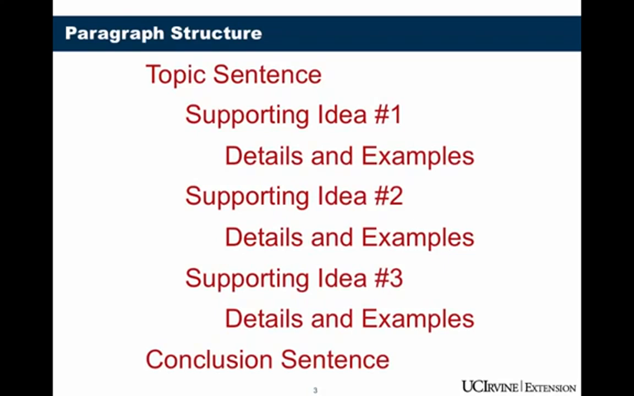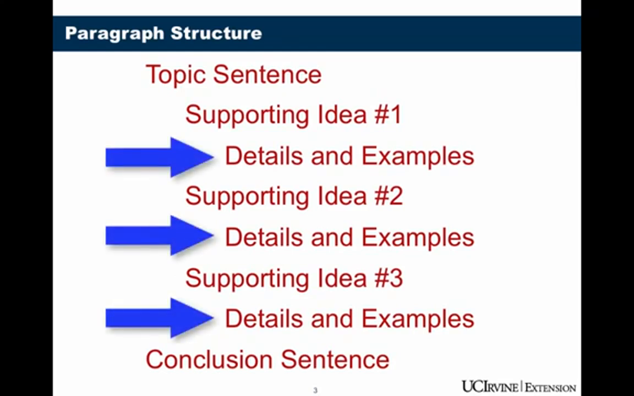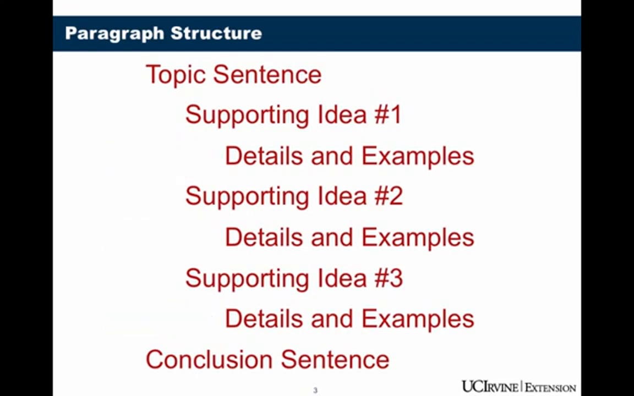Most academic paragraphs, and that means paragraphs you write for school, need to start with a topic sentence. The topic sentence tells the reader what the paragraph will be about. Good paragraphs need several supporting ideas that help to support the topic sentence. Each supporting idea needs details and examples to help explain and develop the idea. Finally, paragraphs need a conclusion sentence.